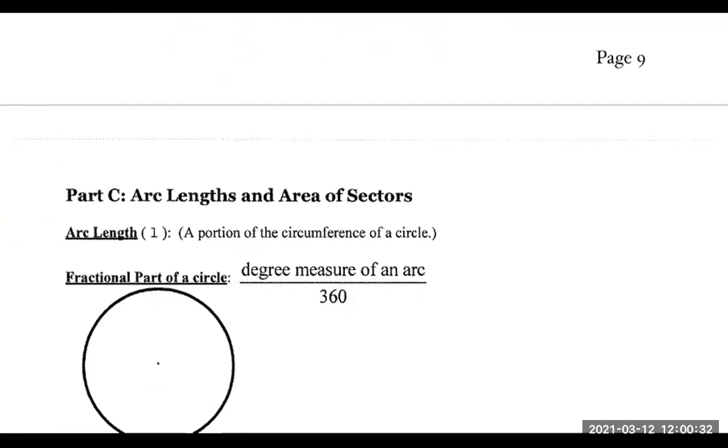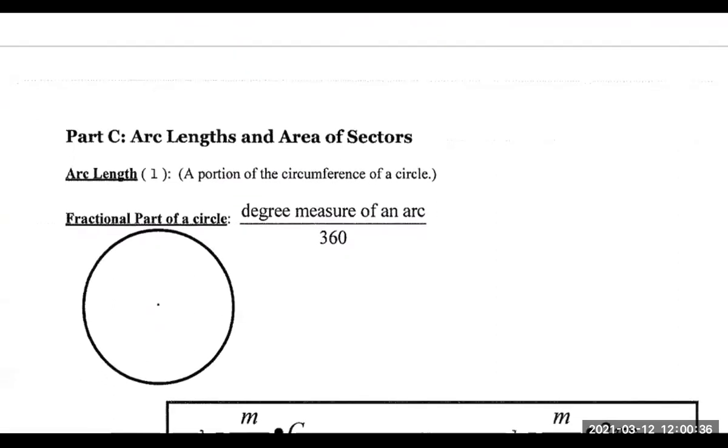But now what we're going to do is cut slices out. Within a slice, we're going to talk about arc length. An arc length is basically a piece of the circumference. So what I'm going to do is draw out a slice of pizza. It doesn't matter how you draw this one. Go ahead and draw a slice of the pizza coming from the center.